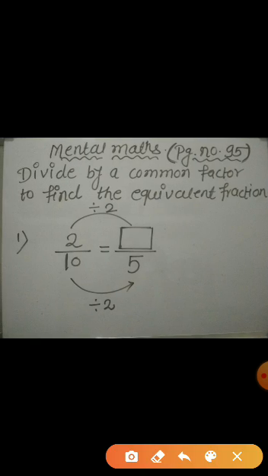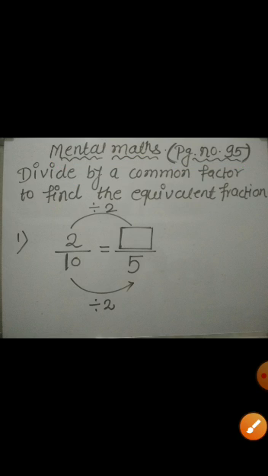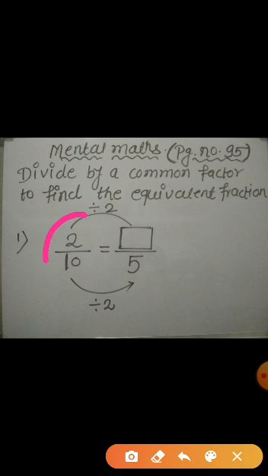Now let us discuss the mental maths, which is given in your textbook on page number 95. Divide by a common factor to find the equivalent fraction. Here the fraction is 2 upon 10 and we are asked to find the equivalent fraction of 2 upon 10 by dividing both numerator and denominator by their common factor.